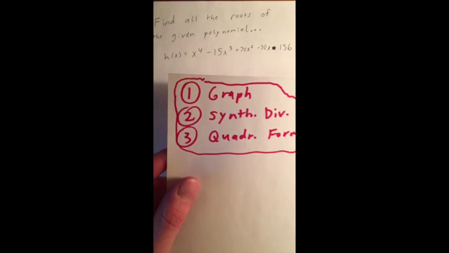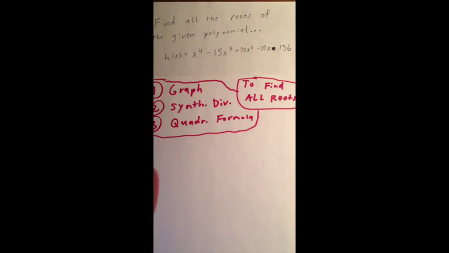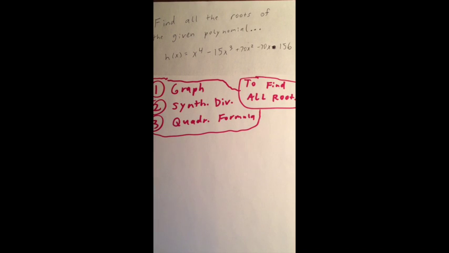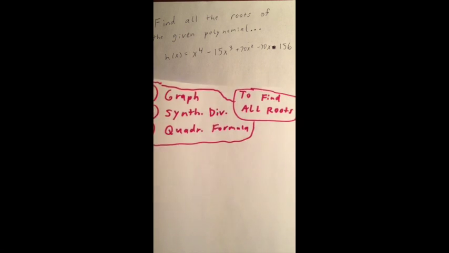This is actually one where you have to do something twice, and you're going to see these are the 3 steps we're always going to do. So to find all the roots when you have a big power like x to the fourth, your first step is to graph it. Your second step is to do that synthetic division. It's been a while since we've done that, so I'll walk you through that. And third step is the quadratic formula, and that's to find all the zeros, okay? So I say zeros, roots, they all mean the same thing, okay?